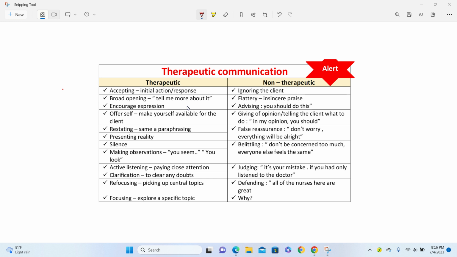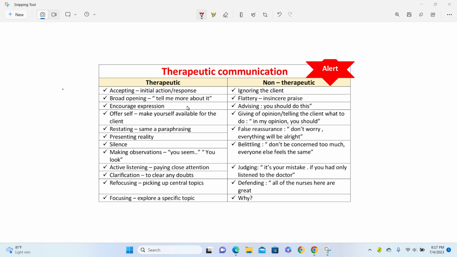Active listening. We should pay close attention to what the client is saying. We should not be doing some other work while the client is saying something to us. If we are not paying attention, the person who is communicating, whether a client or another member, loses interest. They will not have that interest to communicate with us, right? So we should pay close attention. Clarification.